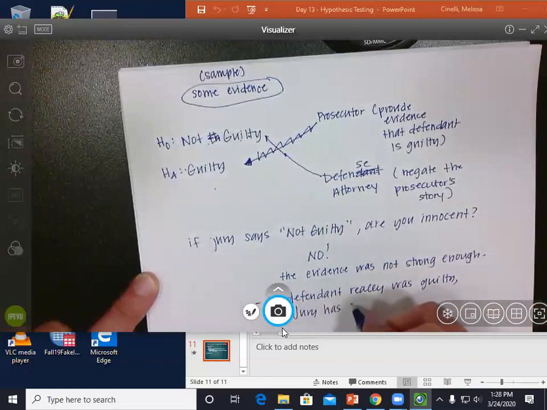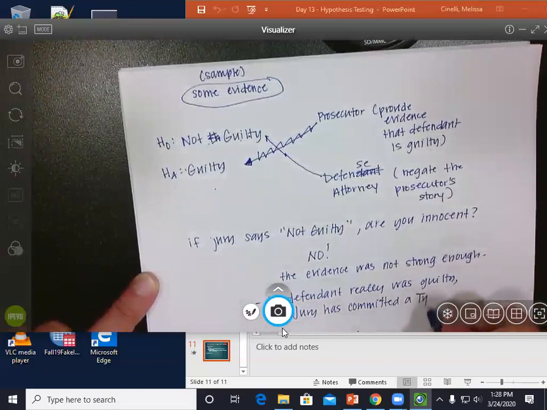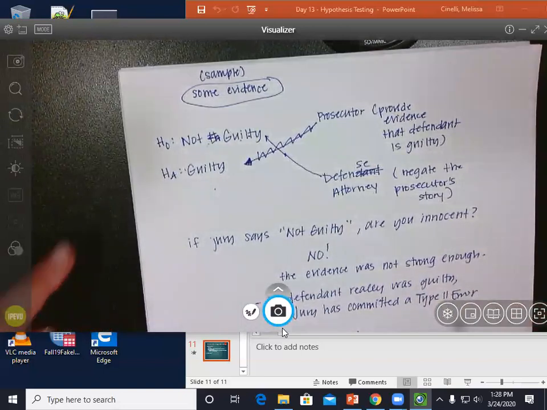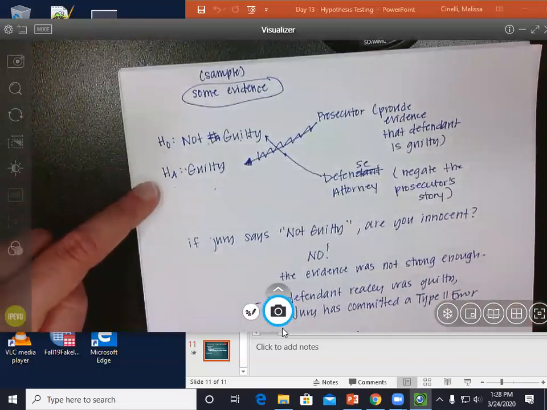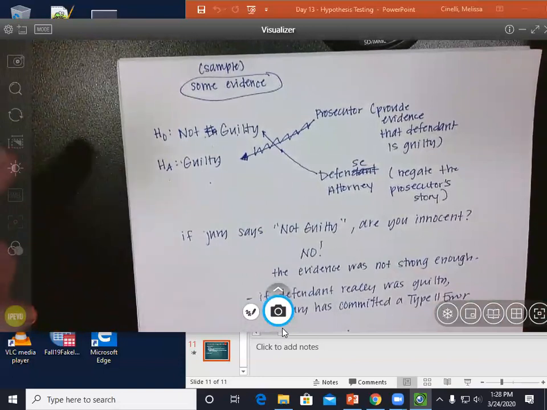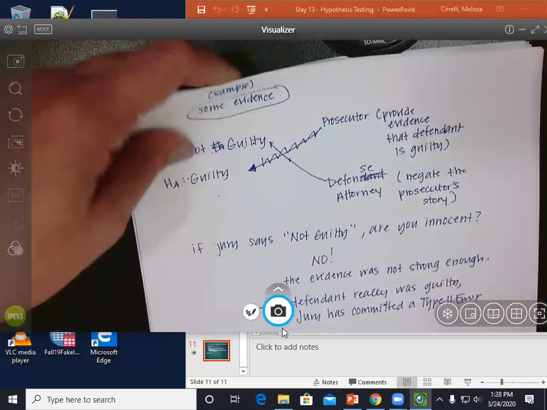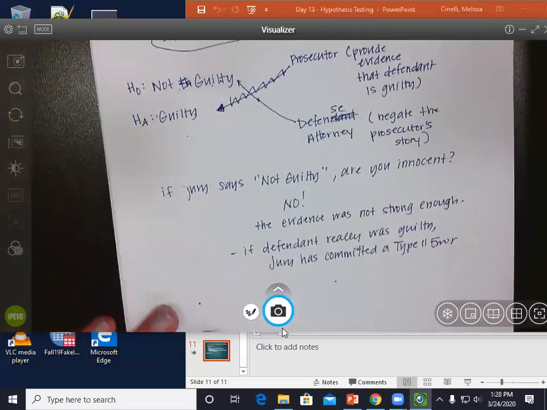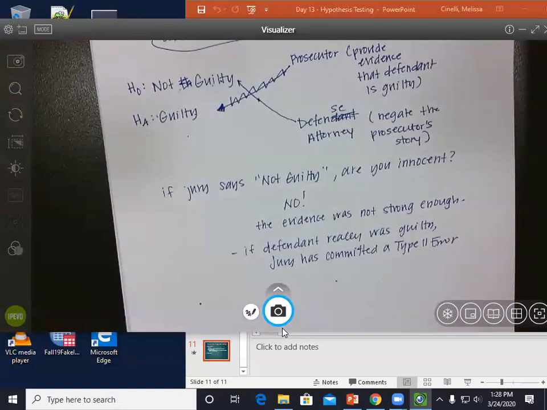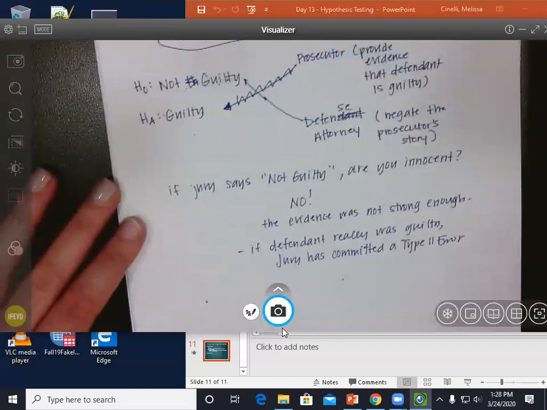the jury has committed a type 2 error. They have sided in favor of the null hypothesis when the alternative hypothesis was true. Of course, they can't know that. They don't know they're committing an error when they do that. It's just a question of how strong was the evidence. And if the jury decides that the evidence was not strong enough, having some evidence does not mean that the defendant is guilty. The question is, how strong is the evidence?